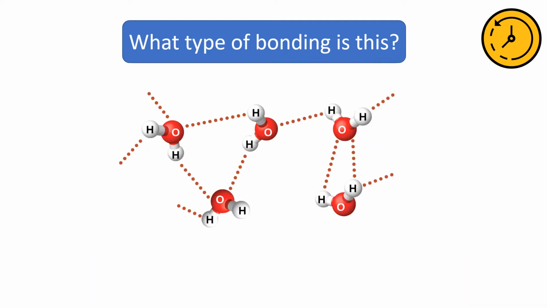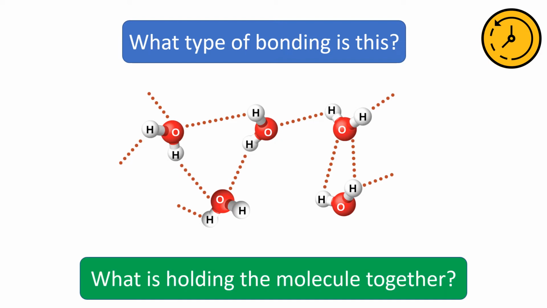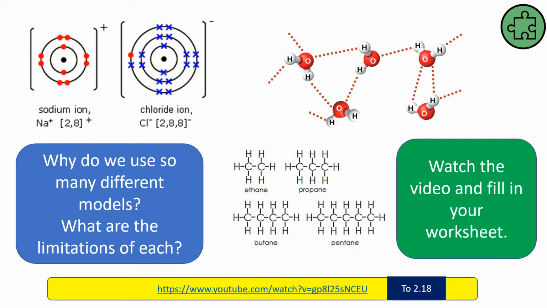Strong bonds. What type of bonding is this? Well, this is a simple molecule, isn't it, with the strong covalent bonds and then the weak intermolecular forces. What's holding the molecules together? Well, the molecules are held together by covalent bonds, and the molecules are held next to each other by the intermolecular forces. So you've seen there are quite a few different models, and you need to know why we use different models and some of the advantages and some of the limitations of each of them.